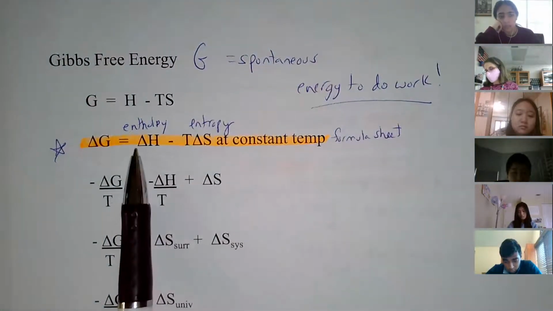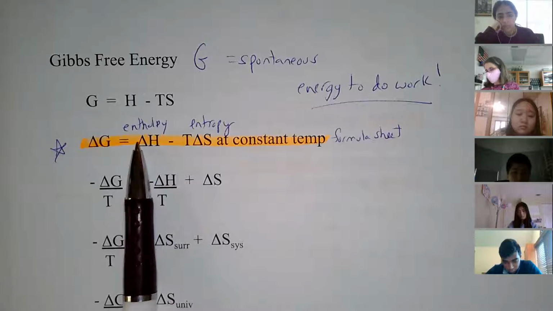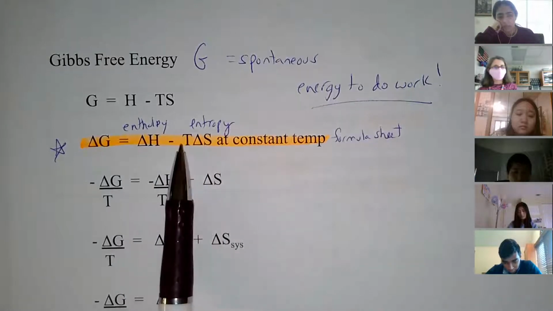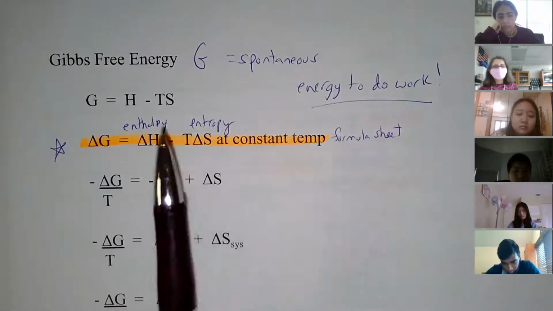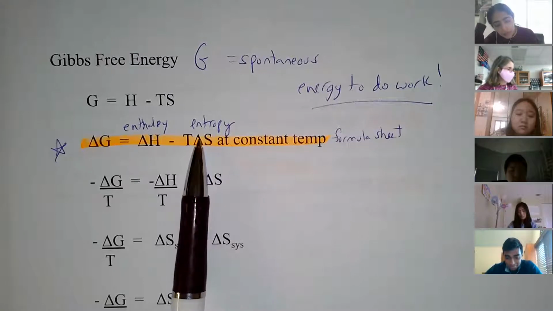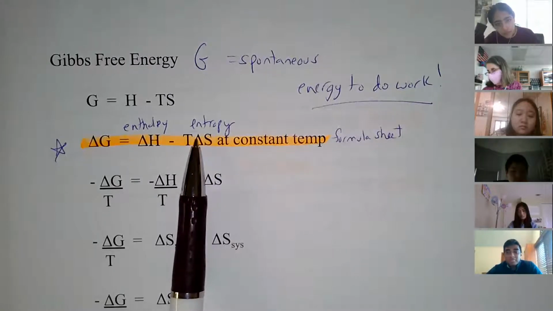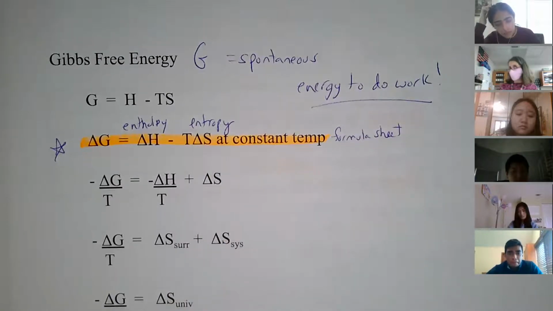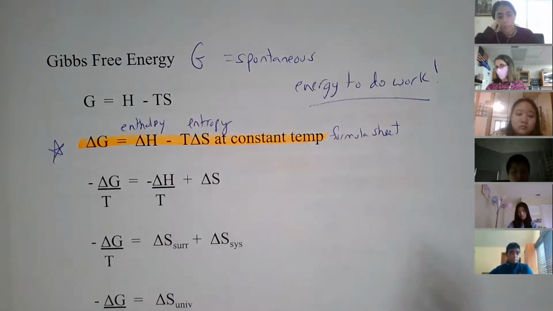This is enthalpy, which is what we learned in first semester. This is entropy times temperature, because if I have a higher temperature, the substance has the ability to have more chaos because it's going to be moving around more. So that is why temperature is always linked to entropy.